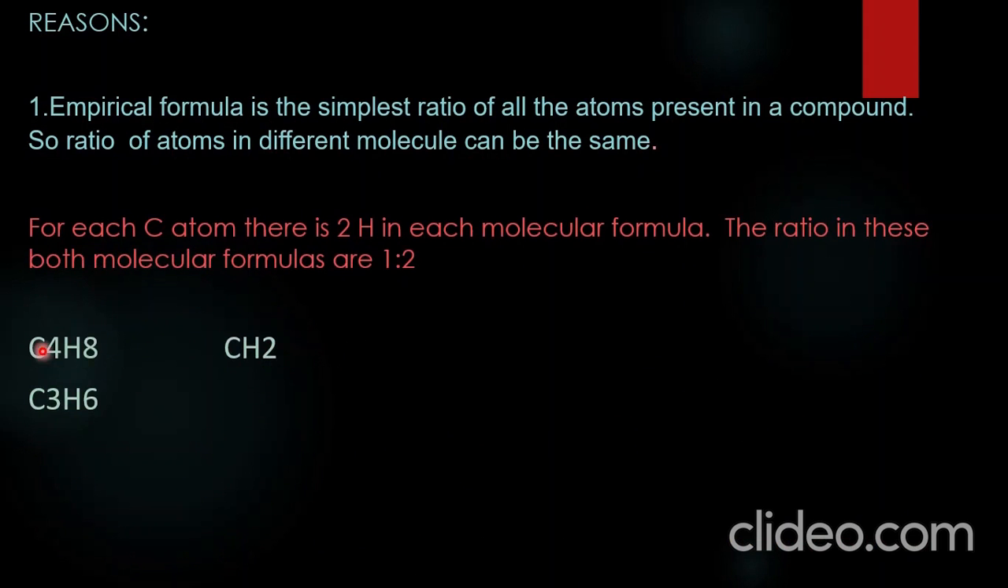For example, here we have 2 compounds. The ratio between the atoms in these 2 compounds is the same, which means that for each carbon we have 2 hydrogens, and here the same, for each carbon we have 2 hydrogens. So the empirical formula for these 2 will be CH2.